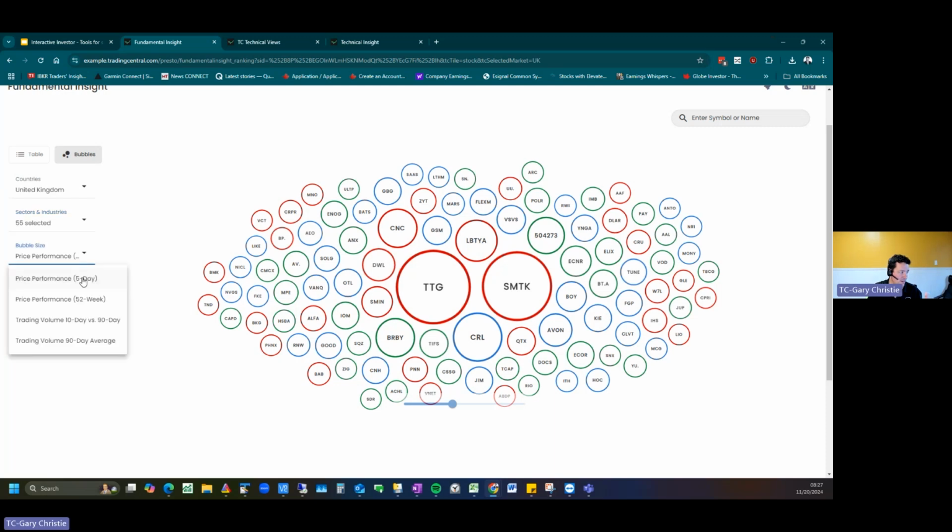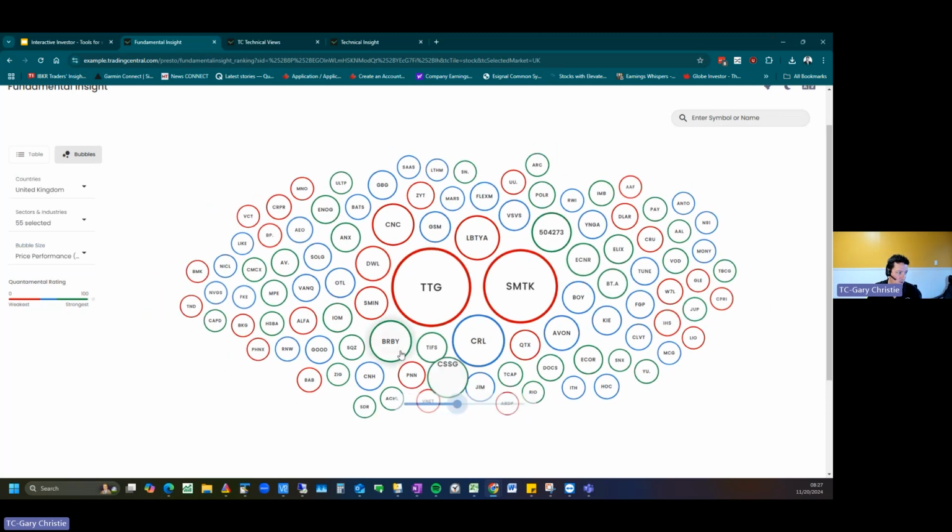Bubble size is now based on trading volume or price performance over the last 5 days, 52 weeks, 10-day versus 90-day, or 90-day average trading volume. I like using 5-day to get the market moving stocks right now. And then I can look at the quantamental rating. The simple way to look at this is the higher the better, right? And the more green, the better.